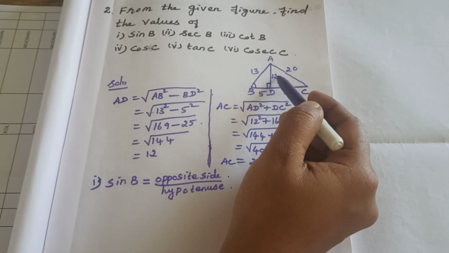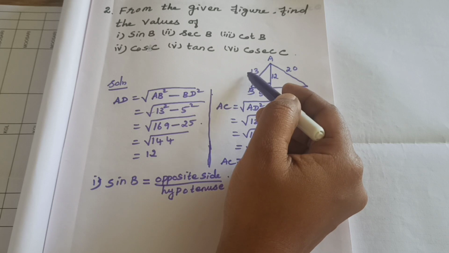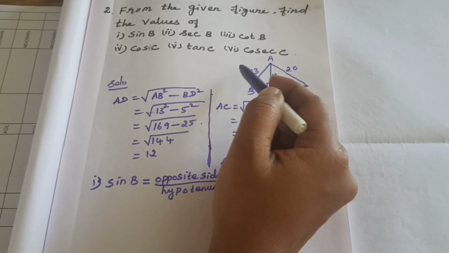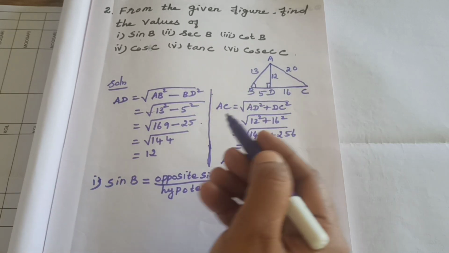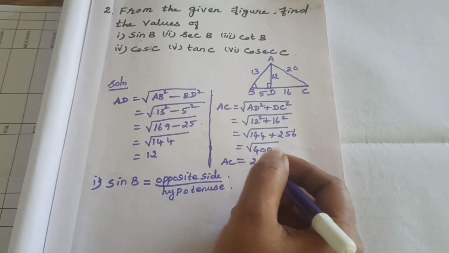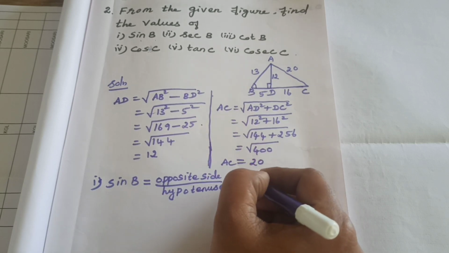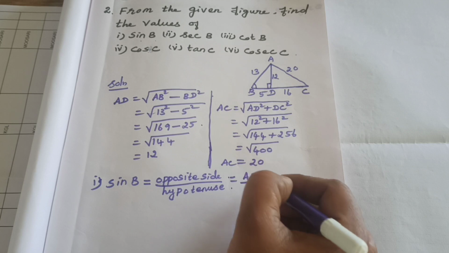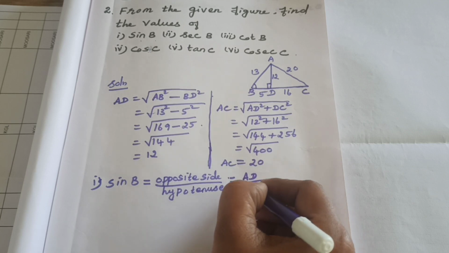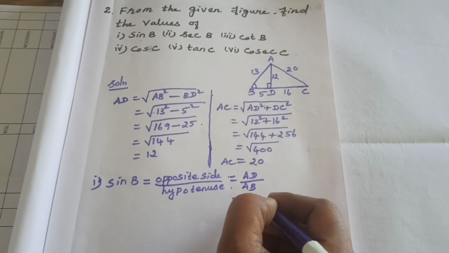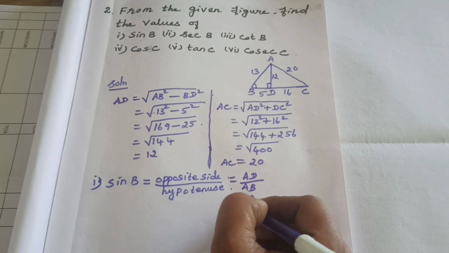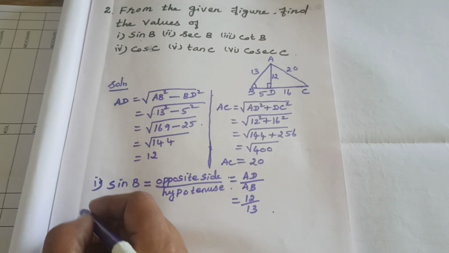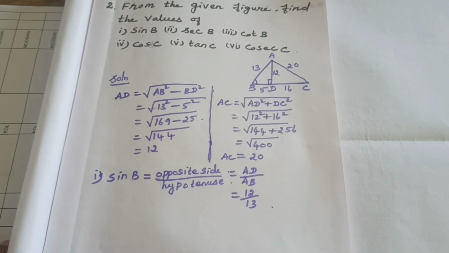Here, theta is this angle. What is the opposite side called? Opposite side. Then the hypotenuse is this one, the side opposite the 90 degree angle is called the hypotenuse. So how can we write here? Opposite side AD divided by AB, and AD is 12 divided by 13. Am I correct? Like that, write the second one also.